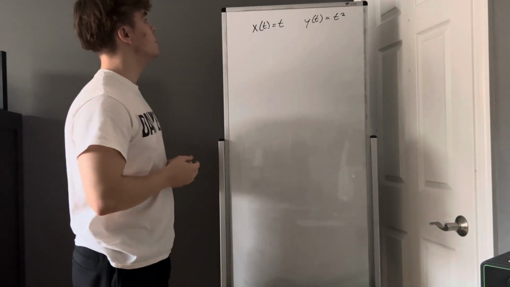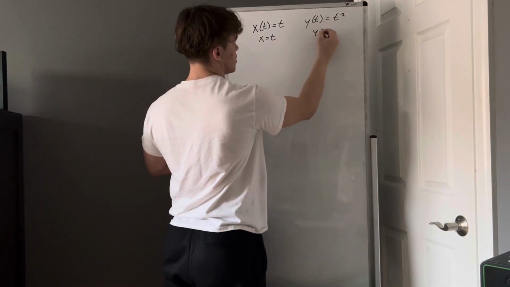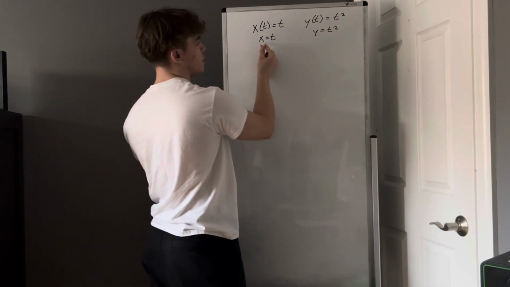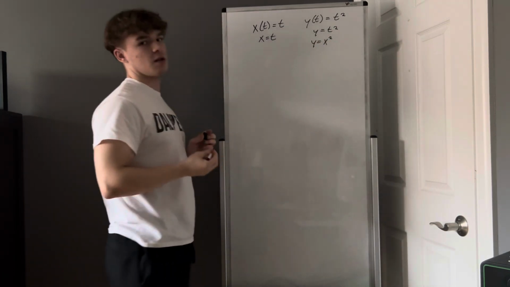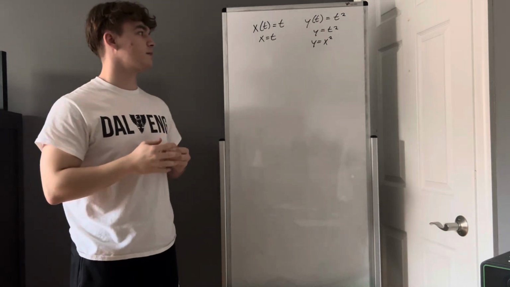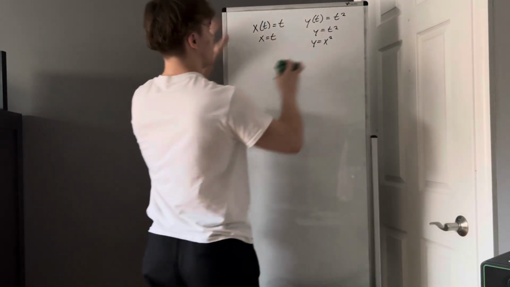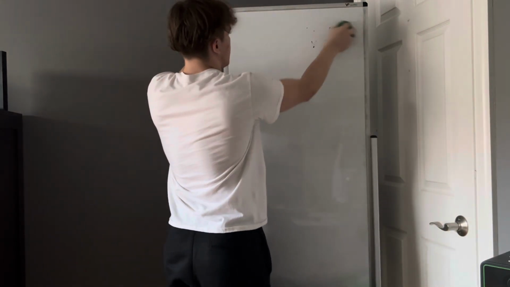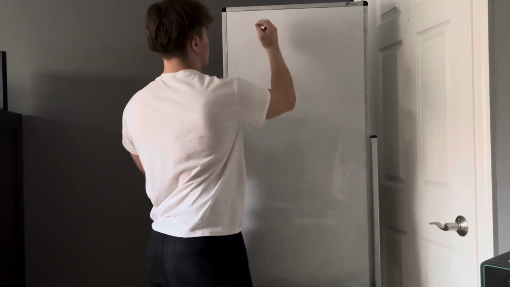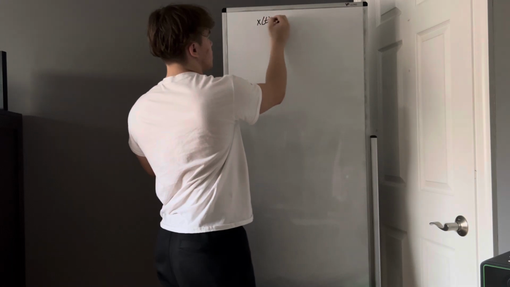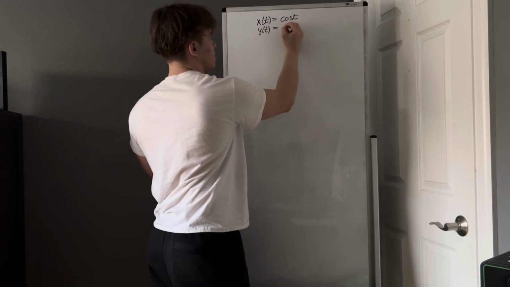This is very simple. We can just say x equals t and y equals t squared. And well, if x equals t, we can substitute x into here, y equals x squared. This is just a basic parabola. So that's an easy one. Let's get on to maybe something a little tougher, although I am sure we have all seen this before. Let's say x of t equals cosine of t and y of t equals sine of t.